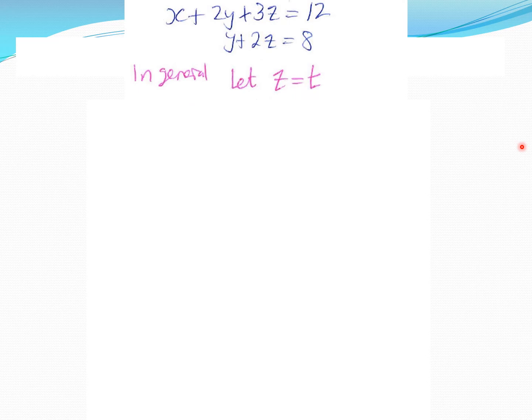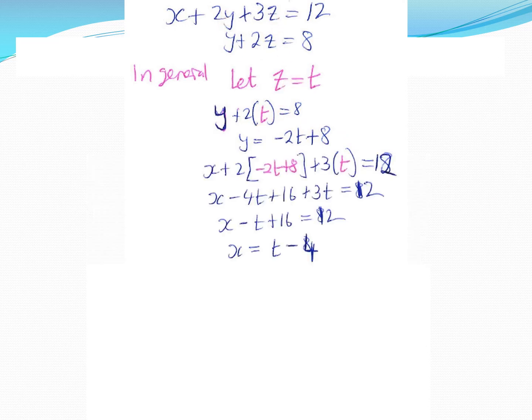We let z equal t, that's any number, and then we feed the t back in just like we fed in the numbers. So how does that work? So y plus 2t equals 8, y equals minus 2t plus 8. And now we feed that y into the 2y there and feed the z equals t in there. So how will that work? So we get x plus 2 times y, and the y is minus 2t plus 8, divided by 2, plus 3 times t equals 12.